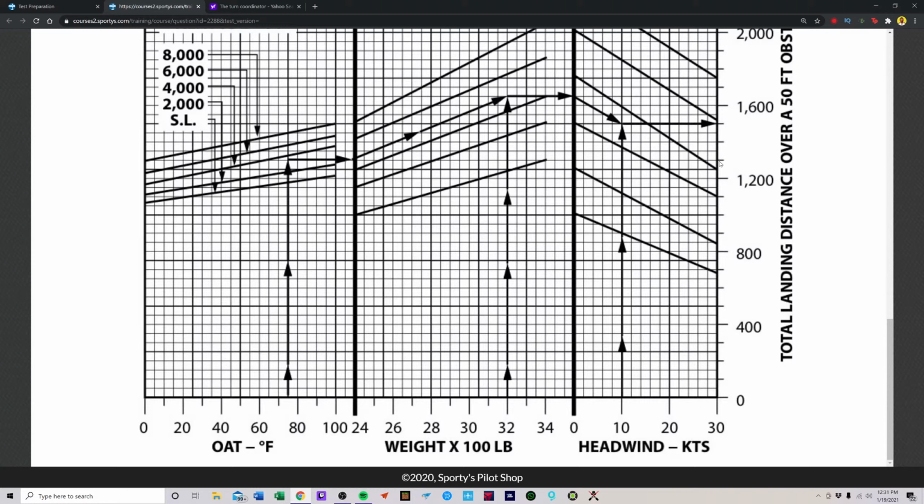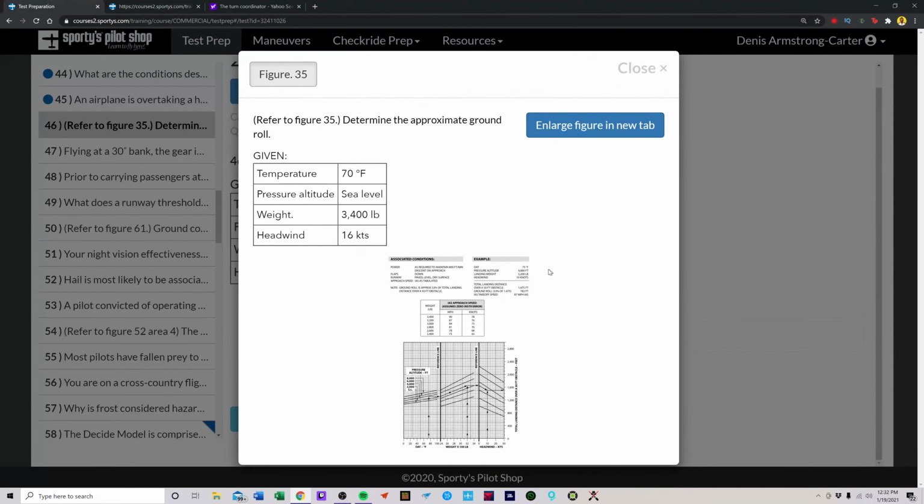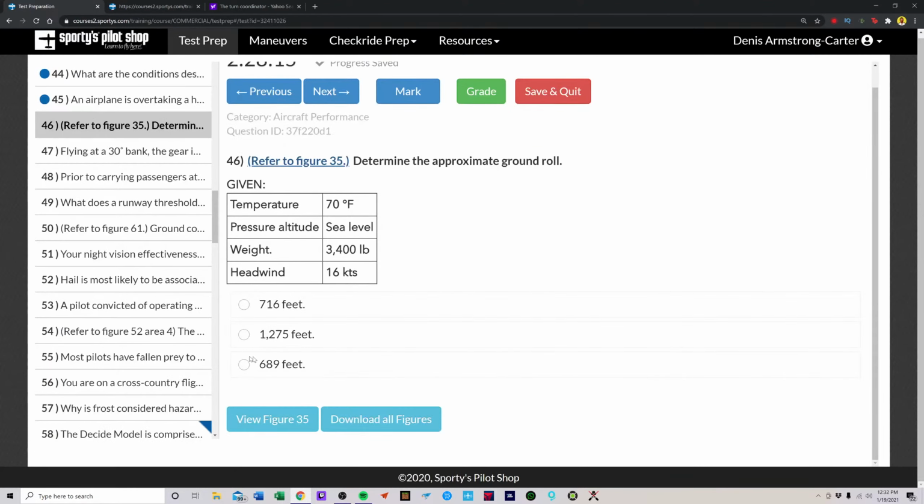1,000, 1,200, 2, 4, let's see. How are they doing this? 4, 5, 6, 7, 8, okay, 10. 1,300, guys. It's 1,300. So the closest answer actually is 1,275.